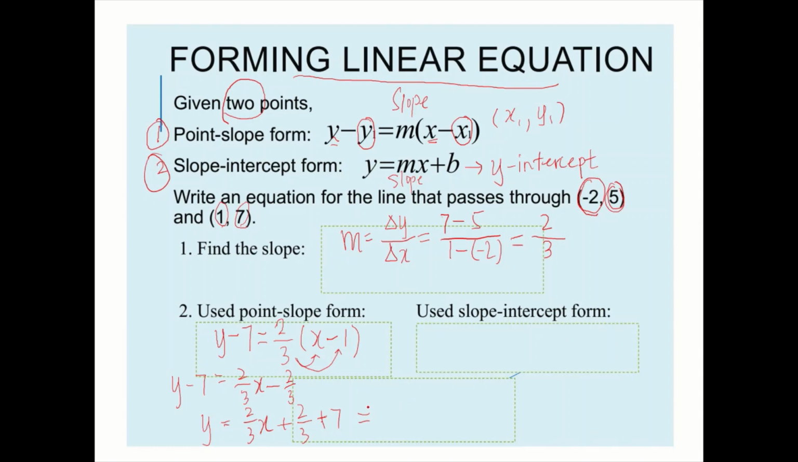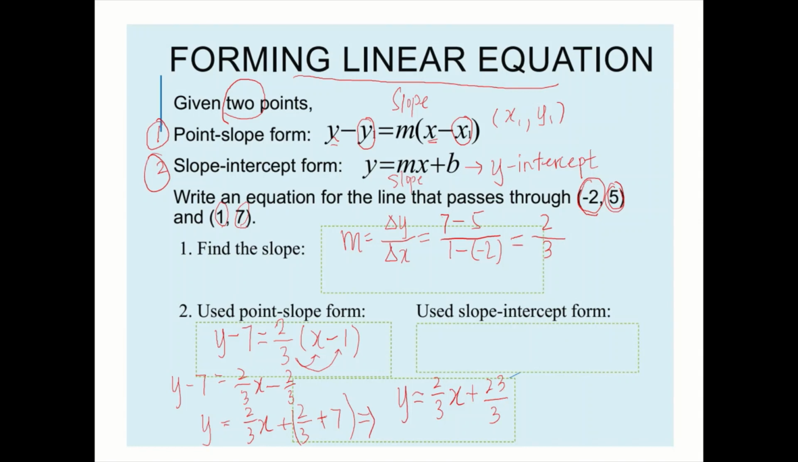And from here, we can simplify. The y is 2 over 3 x. So this will be 21 over 3, right? 21 over 3. So it will be 23 over 3. Okay, we can solve this part. All right, and we get 23 over 3.